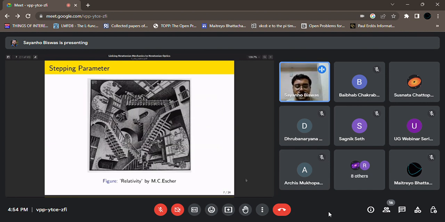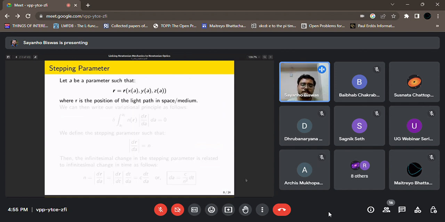There's a famous drawing by M.C. Escher, because I'm going to introduce a parameter called the stepping parameter. I gave an image of very intricate steps to denote that it might be very confusing, but at the end of the day, you'll get it. If you have any problems, ask me.